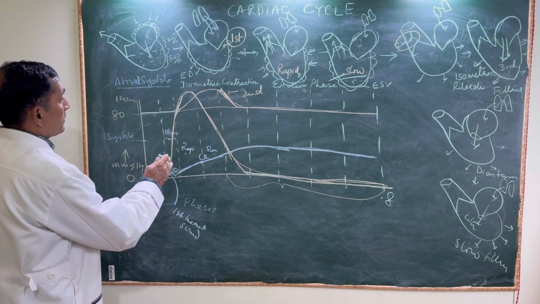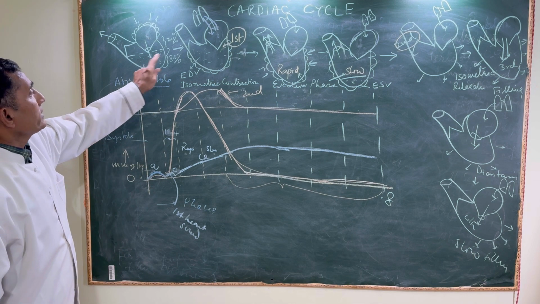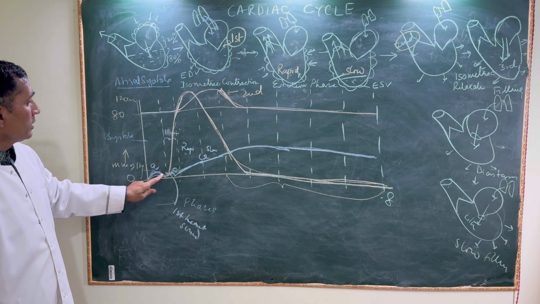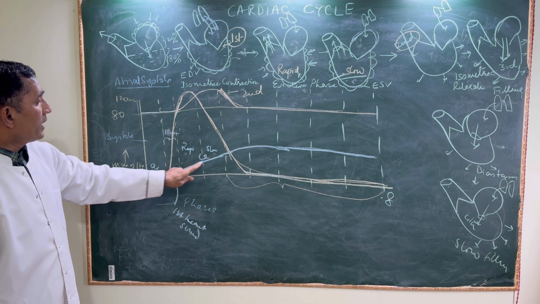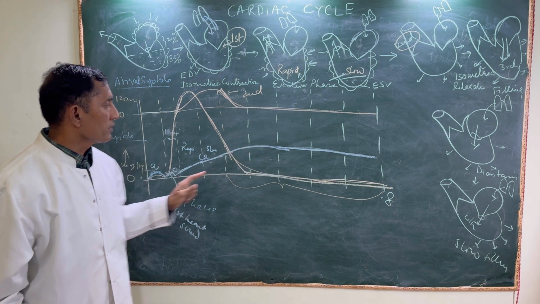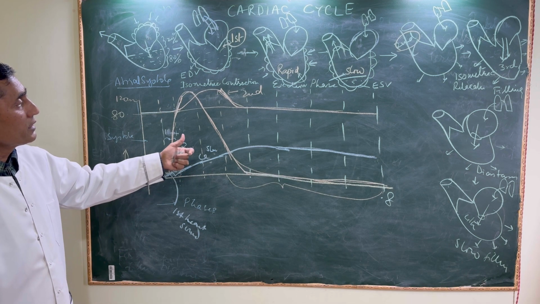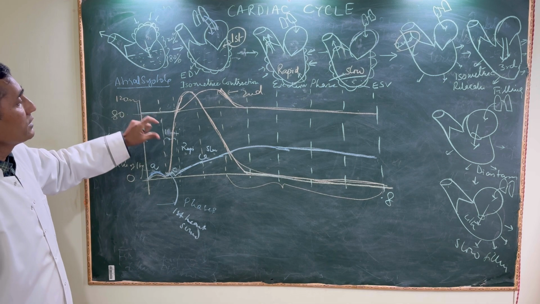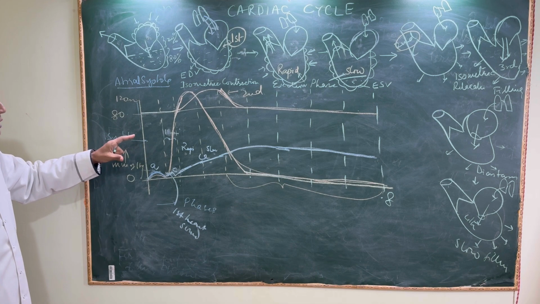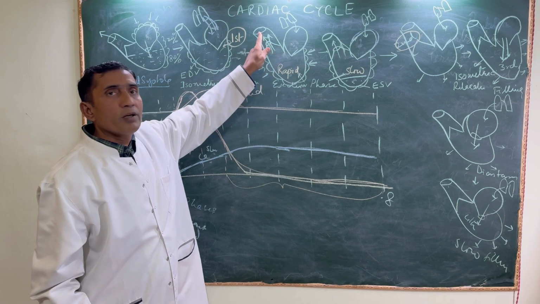Again, if we look at the graph, at each stage we can look at the pressure and the volume. This is the atrial pressure, this is the ventricular pressure, and this is the aortic pressure. We can see this correlation and represent it graphically. This graphical representation helps us understand how the pressure changes in the three chambers: the atrial chamber, the ventricular chamber, and the aortic chamber.